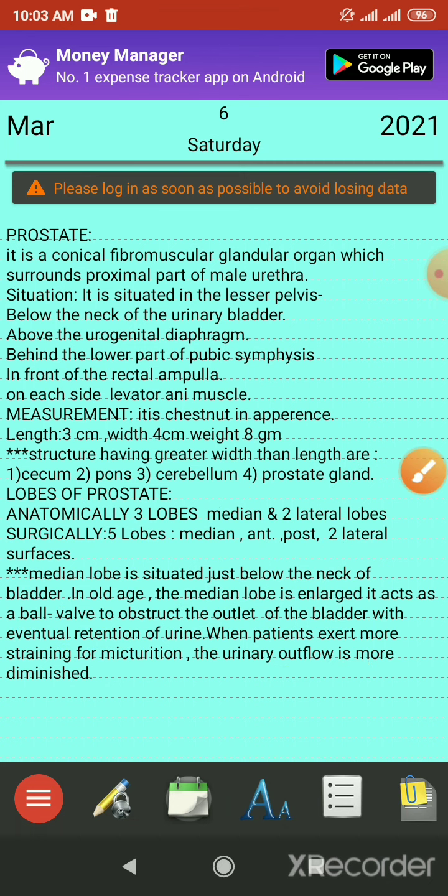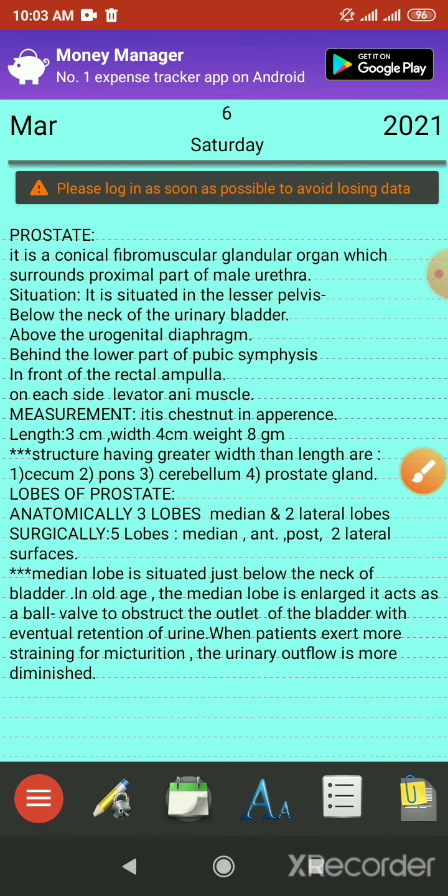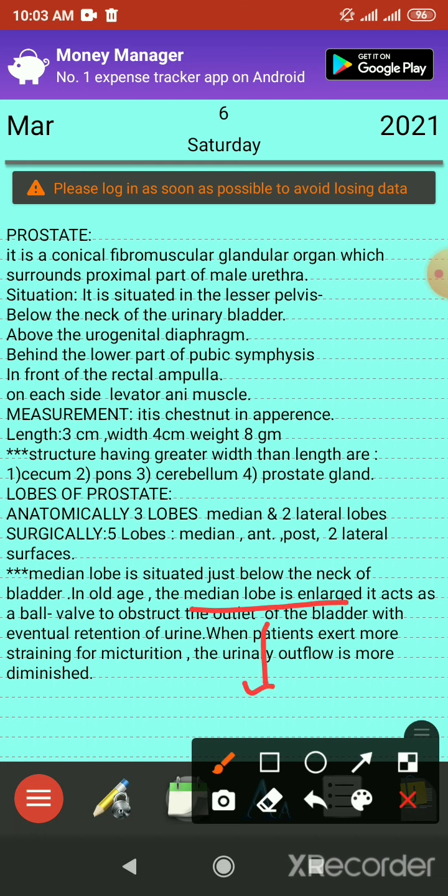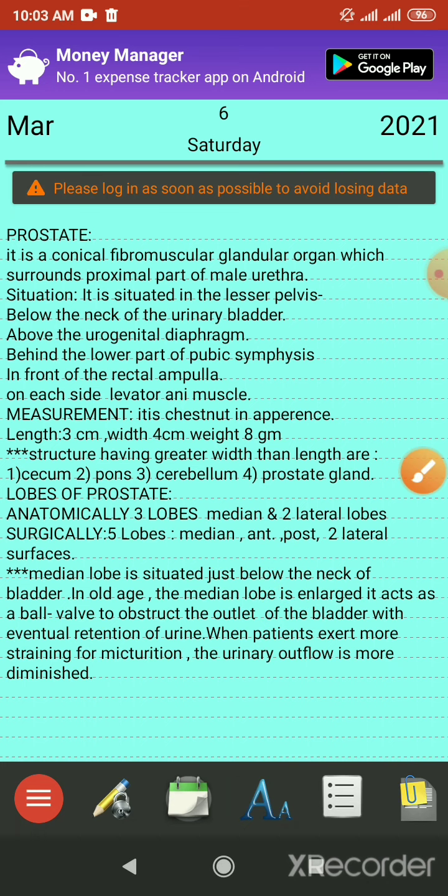This enlargement of the prostate is known as BPH, or benign prostatic hyperplasia, or benign prostatic enlargement. So in this case, the median lobe is enlarged and it causes difficulty in urination. Now let's see the figure so it will be easier.